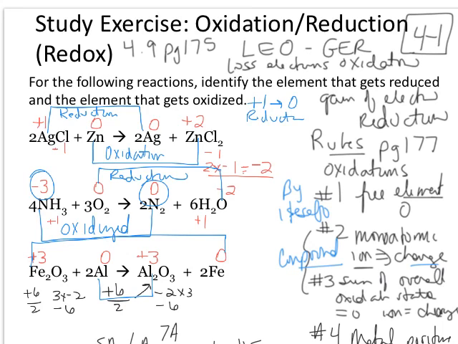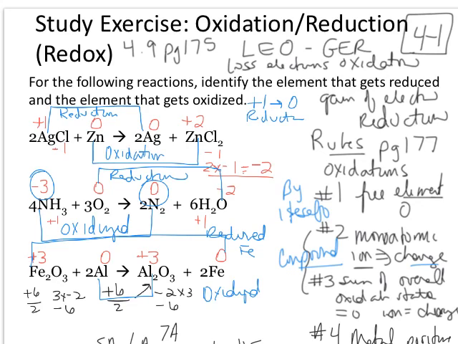I like to look for my reduction. So a plus 3 to 0, iron is being reduced. And aluminum is going from 0 to plus 3, and this is being oxidized, and that is an increase. Okay.